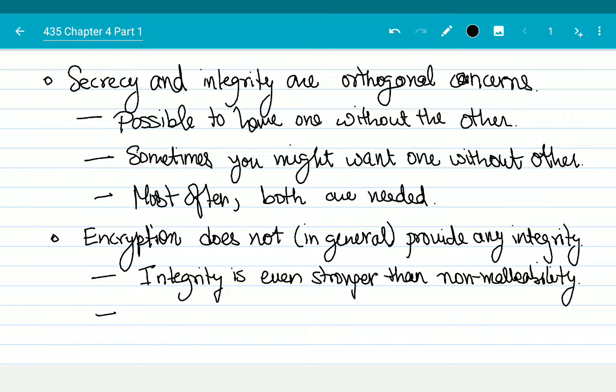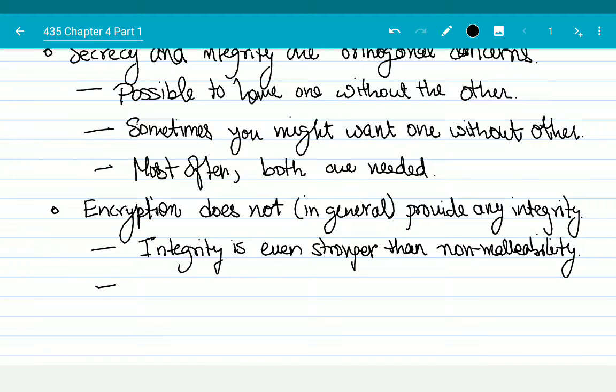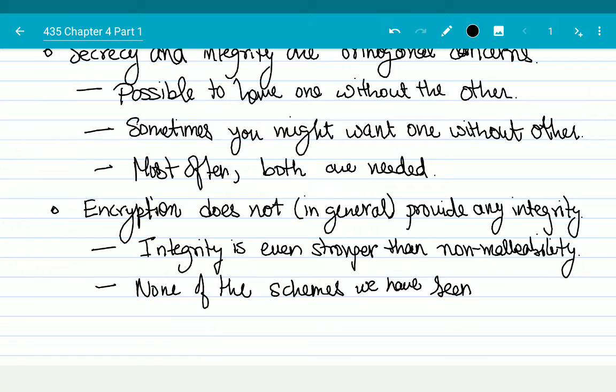Non-malleability, and we haven't even seen a non-malleable scheme yet. So that means none of the schemes we have seen so far are going to have any integrity, because none of them are non-malleable. All of them are malleable, so none of the schemes we have seen so far provide any integrity.